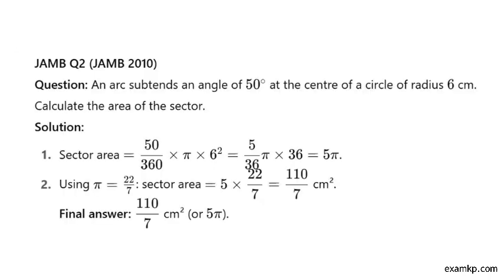In 2010, an arc subtends an angle of 50 degrees at the center of a circle of radius 6 centimeters. Find the sector area. Formula for sector area: A equals theta over 360 times pi r squared. So your area is 50 over 360 times pi times 6 squared, which is equal to 110 divided by 7 centimeters squared.